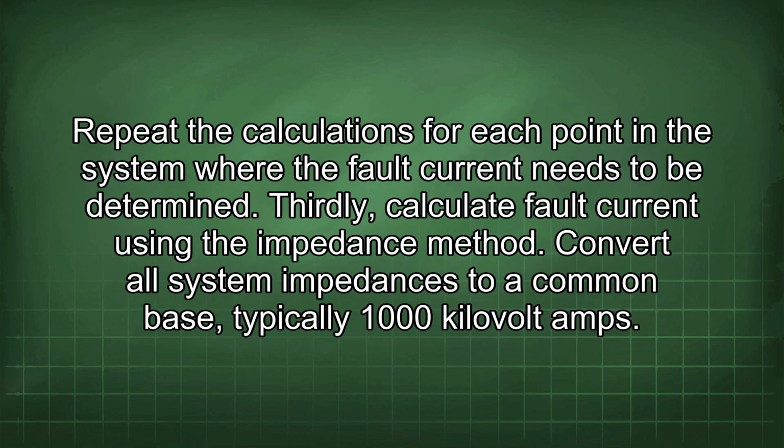Repeat the calculations for each point in the system where the fault current needs to be determined. Thirdly, calculate fault current using the impedance method. Convert all system impedances to a common base, typically 1000 kV amps.